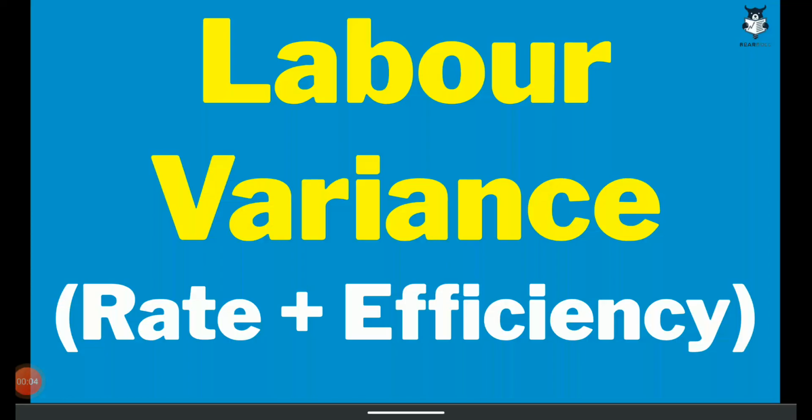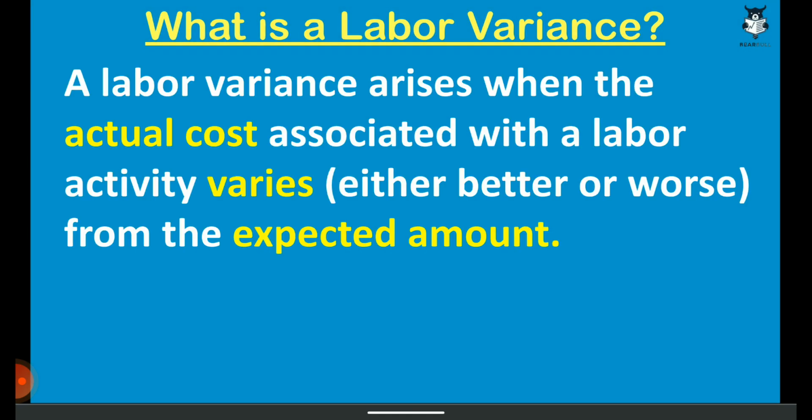Academy, and in this video we will be talking about labor variance. Now remember that labor variance consists of two parts: labor efficiency variance and labor rate variance. Now what is labor variance? Simply put, labor variance arises when the actual cost associated with a labor activity varies from the expected cost.